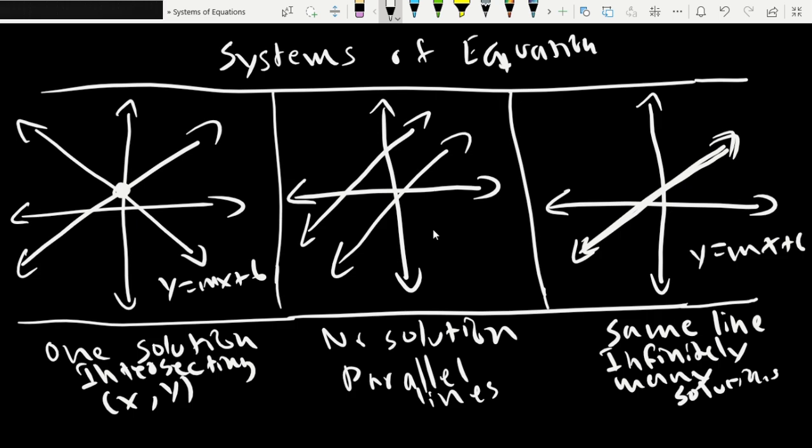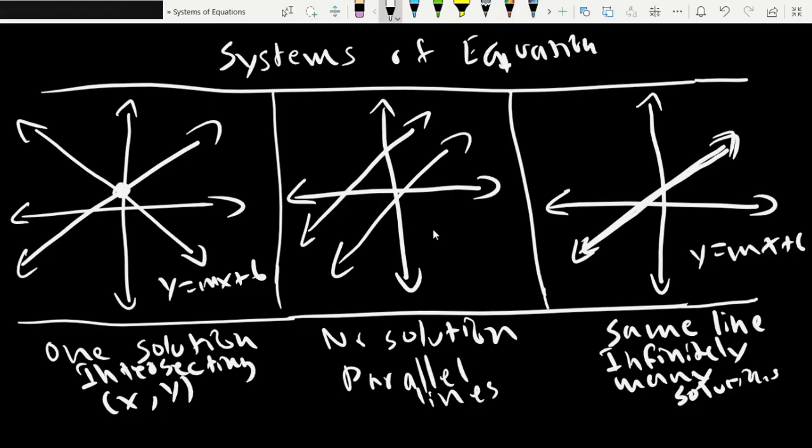Which makes sense, right? Because these lines are forever and ever going this way, and they're forever and ever going up, right? So they're infinite lines. It makes sense because they're both the same line, so they both share the same coordinates. So they have infinitely many solutions, okay?